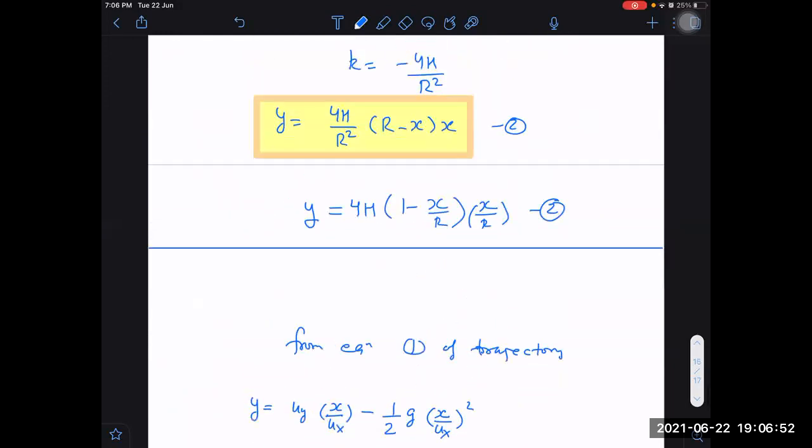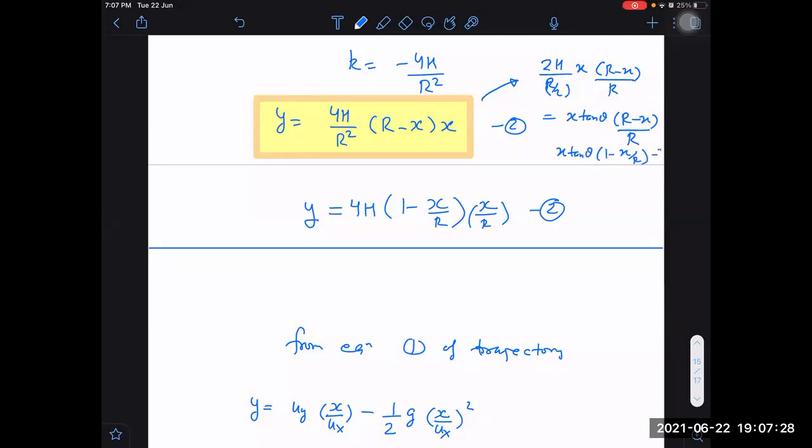Why did I do all this? Just so that I can write it in one more way. What do I want to write now? I want to write it as 2h divided by r by 2, into x into r minus x, which can be written as x tan theta into (r minus x) upon r. One r is there upon r. This is also another way to write this formula: x tan theta into 1 minus x by r.